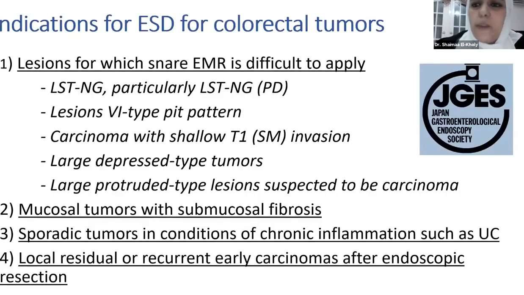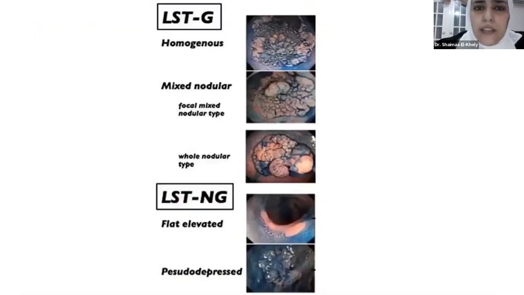But maybe the Japanese were a little bit more bold and they put a lot of indications, maybe regarding the laterally spreading tumors, suspicious lesions, lesions with submucosal fibrosis, lesions with chronic inflammation, residual or recurrent lesions. And here you can see this is a laterally spreading tumor. This is the classification of the laterally spreading tumor. You can see here the lesions.